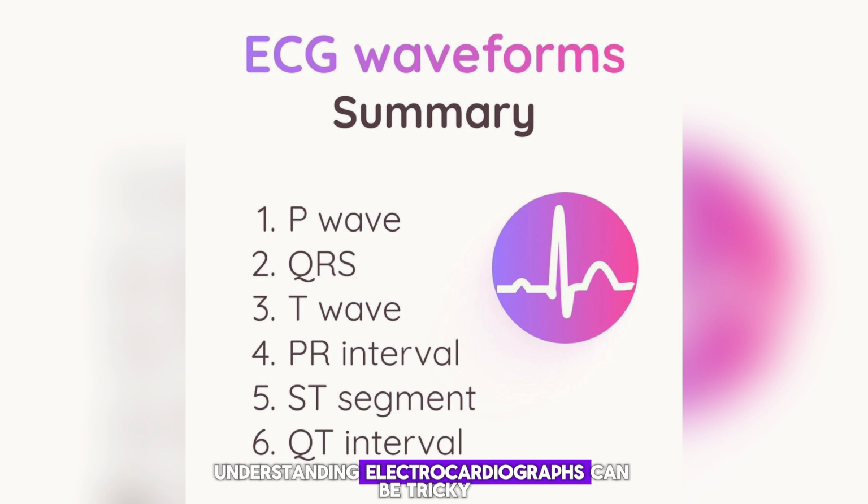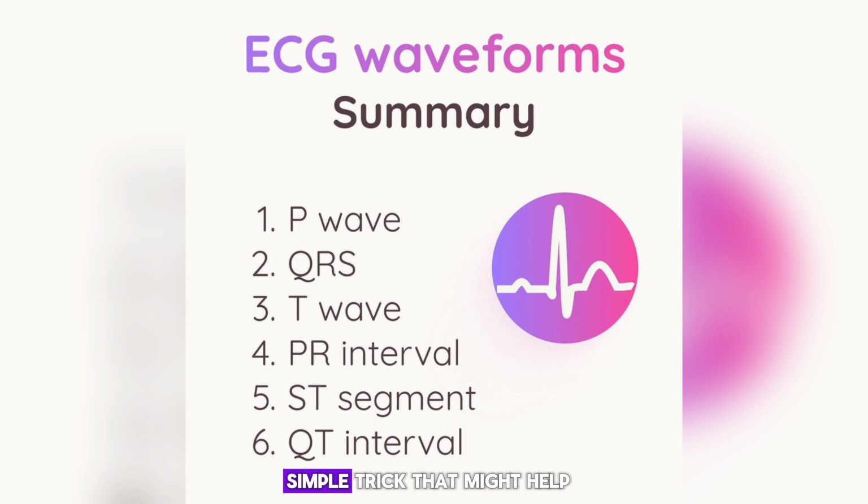Understanding electrocardiographs can be tricky, but I've got a simple trick that might help. Think of an electrocardiograph as a visual representation of your heart's electrical activity. The spikes and dips on the graph correspond to different stages of your heart's rhythm. One way to understand it better is to imagine a roller coaster ride. Just like the ups and downs of a roller coaster, the peaks and valleys on the electrocardiograph show the different phases of your heart's electrical cycle. It's a fun way to visualize it. Give it a try and let me know if it helps.